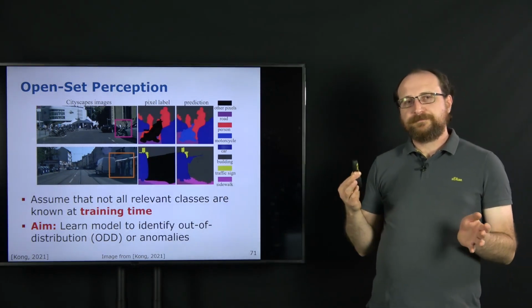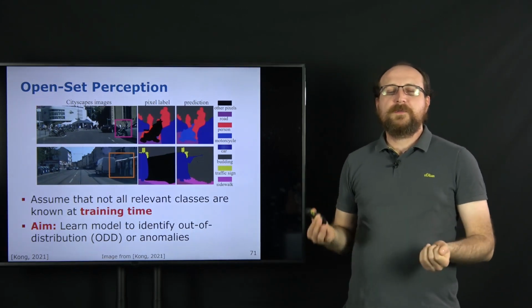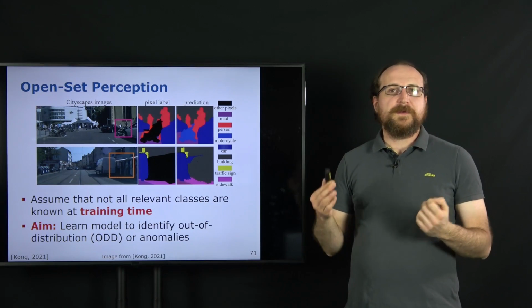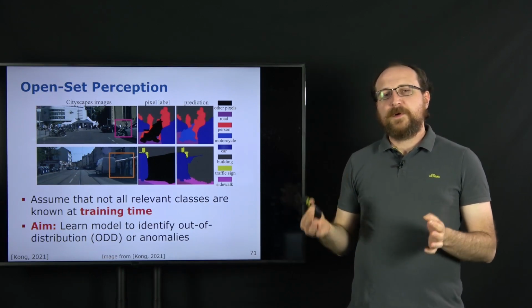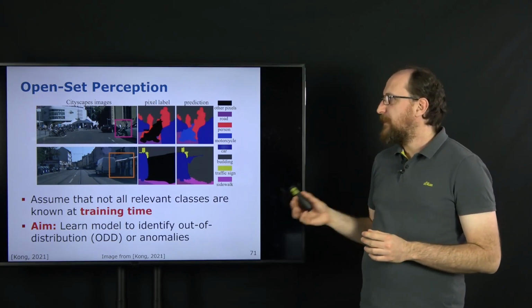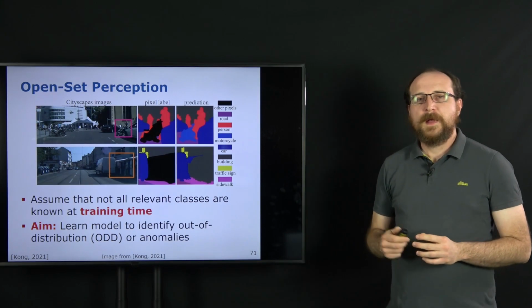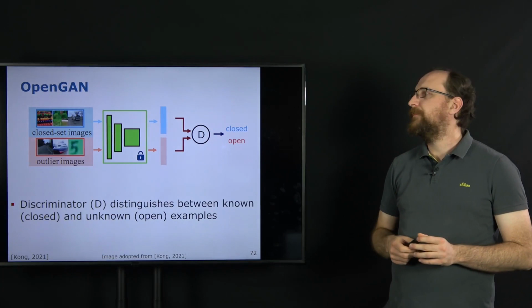So that means in open set perception, we want to know also something about the things that we don't know at a point in time. So that means we want to learn or identify out of distribution samples or maybe anomalies. And one recent approach that achieved this was the so-called OpenGAN.